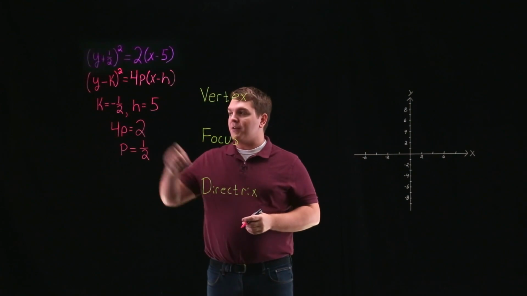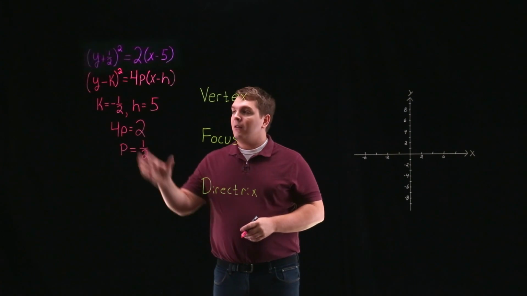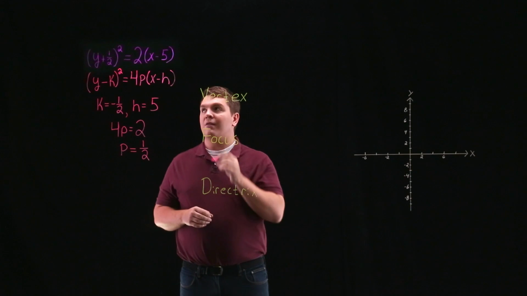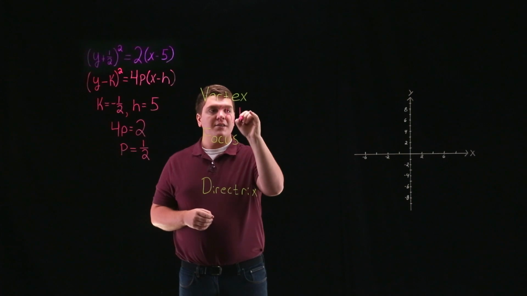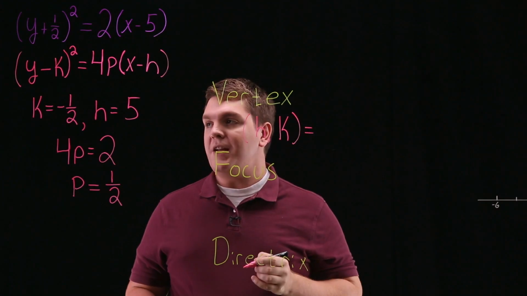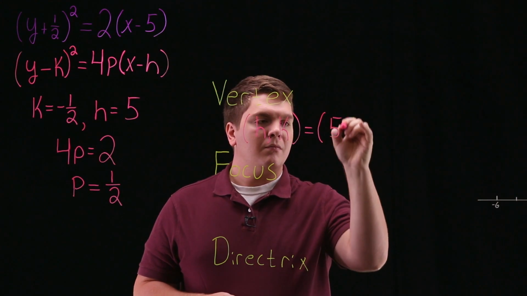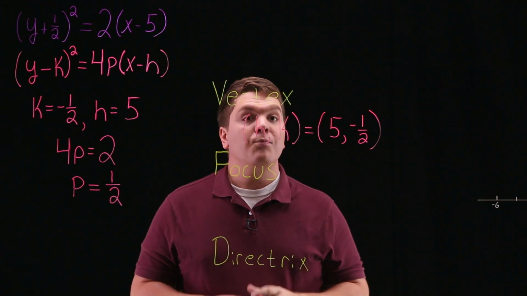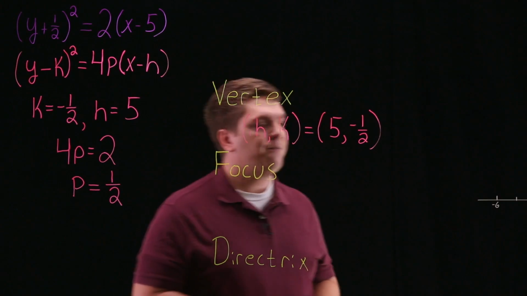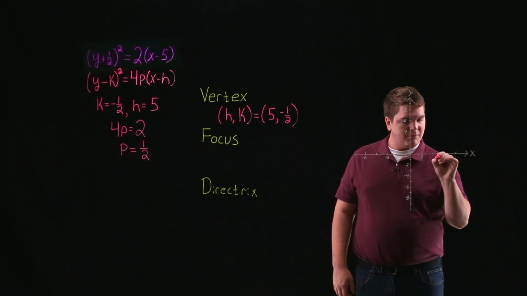Now that we have this information, we can find the vertex, the focus, and the directrix. The vertex of a parabola in the standard form is the point (h, k). We know h is 5, and we know k is negative 1/2. Since we found this vertex, I'm going to plot it on the Cartesian plane. So (5, negative 1/2) puts us right about here.